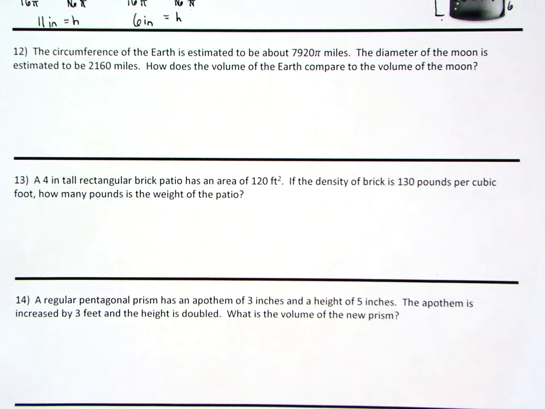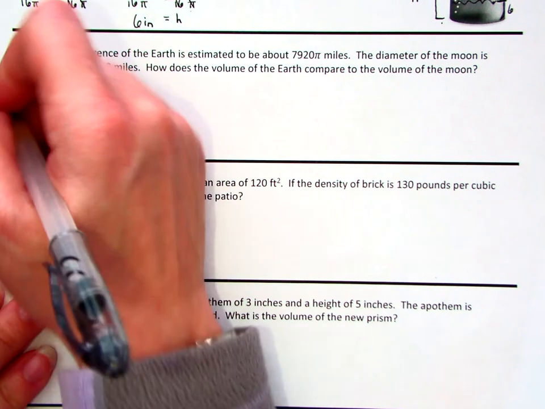So this says that the circumference of the Earth is estimated to be about 7,920 pi miles. The diameter of the Moon is estimated to be 2,160 miles. So we're going to compare the volume of the Earth to the volume of the Moon. Well, let's start with the circumference of the Earth.